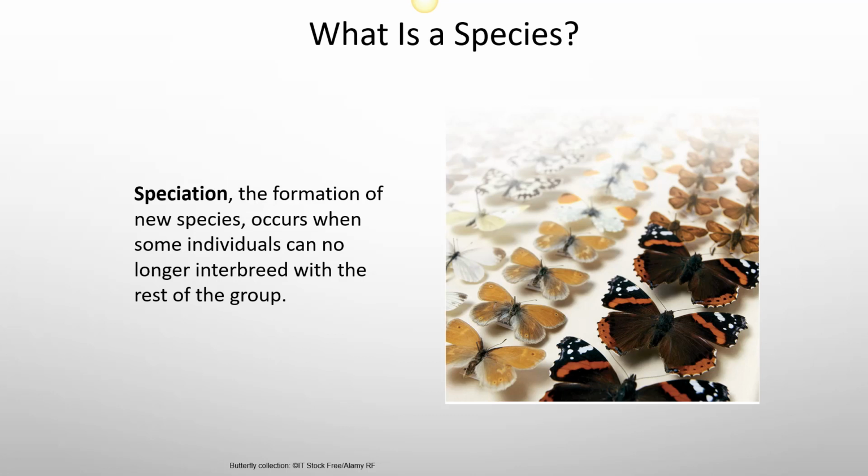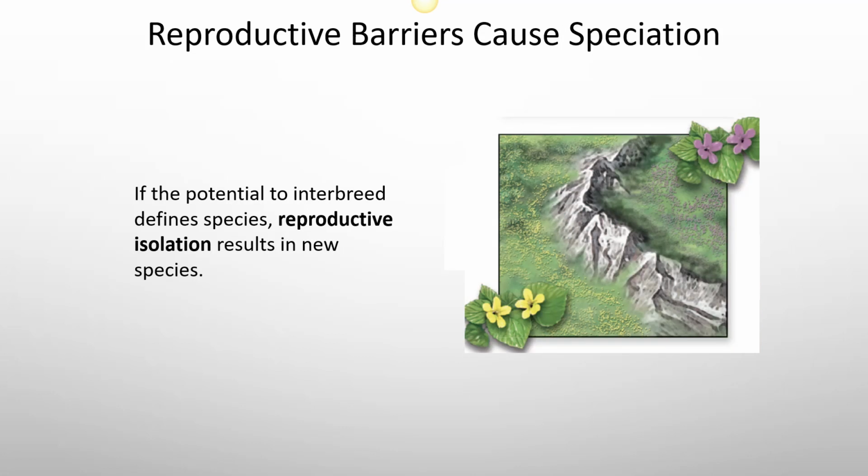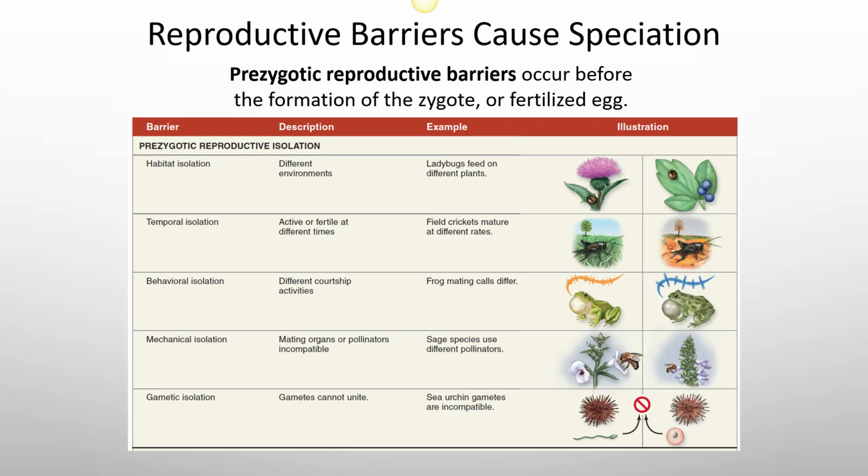Speciation is the formation of new species, and that occurs when some individuals can no longer interbreed with the rest of the group. If the potential to interbreed defines a species, reproductive isolation results in new species. And there are some different types of isolations that can happen.